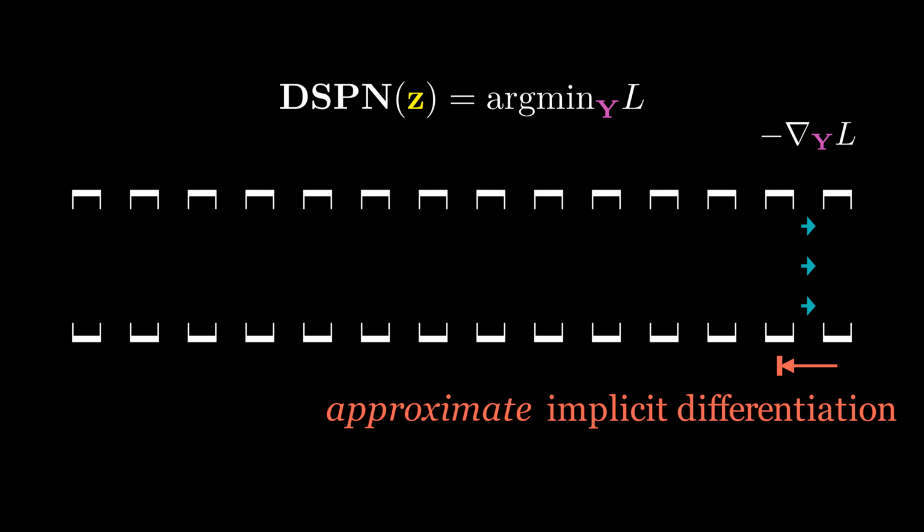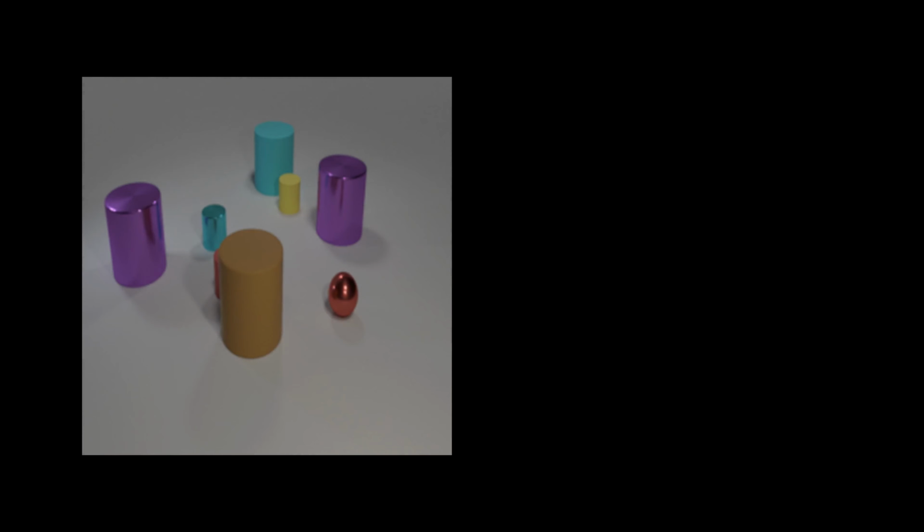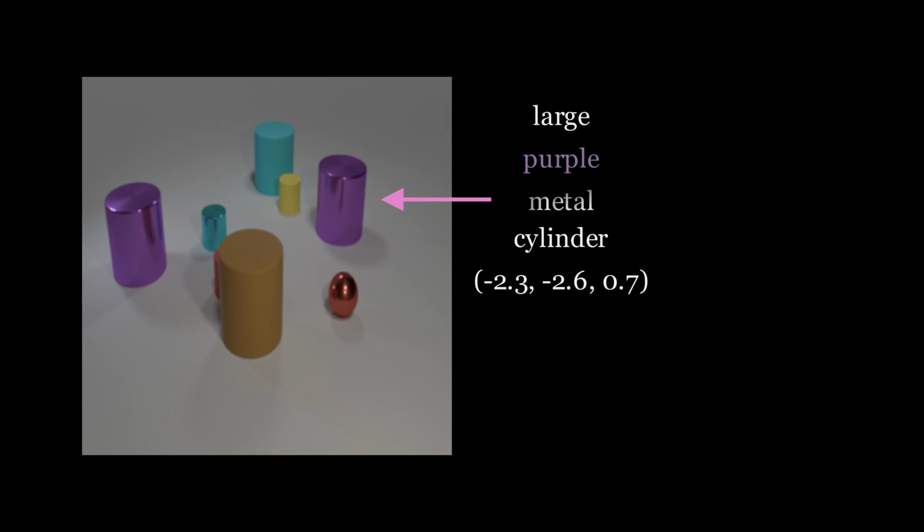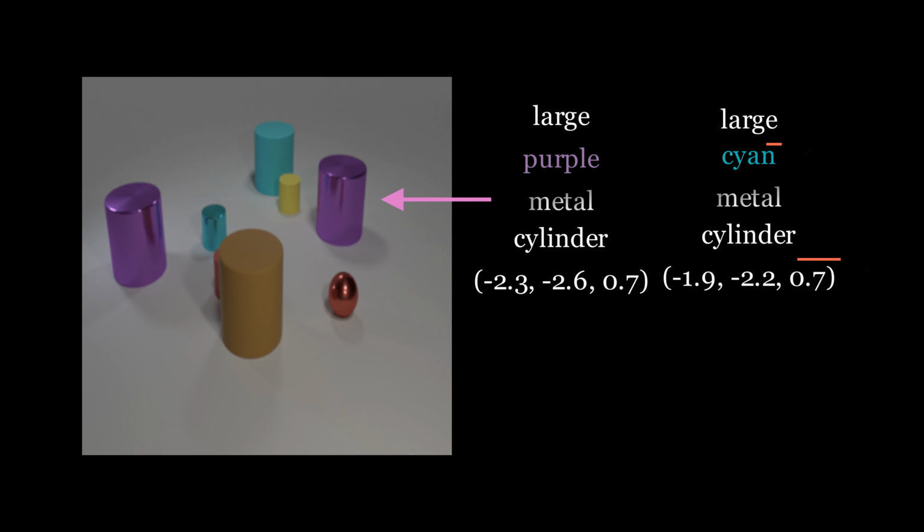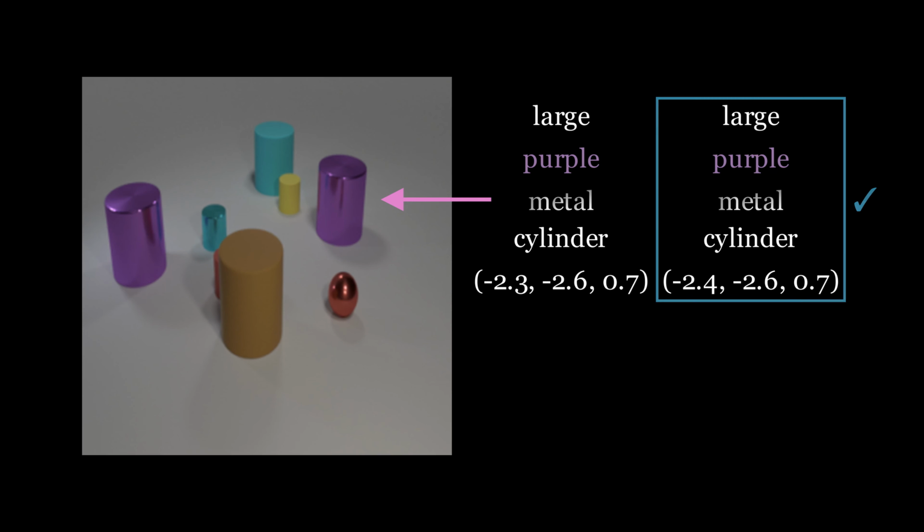How well does this actually work in practice? It turns out extremely well. There's this CLEVR object dataset where we have these images of 3D scenes as input, and we want to predict the set of objects and all their attributes. For example, this object here we would want to be predicted as a large purple metal cylinder at these 3D coordinates. For an element in the prediction to be considered correct, every attribute has to be correct and the 3D coordinates have to be within some distance threshold.